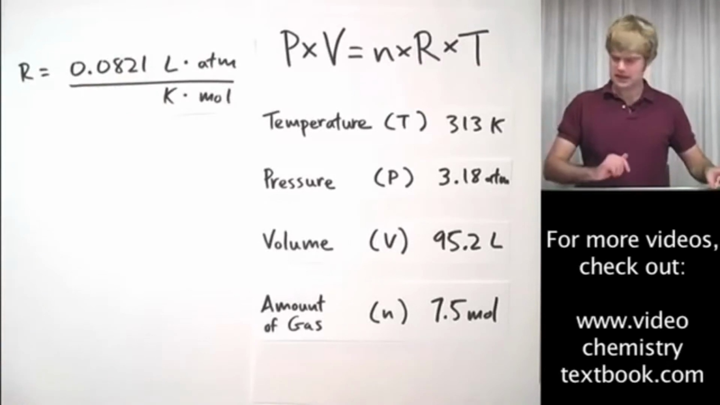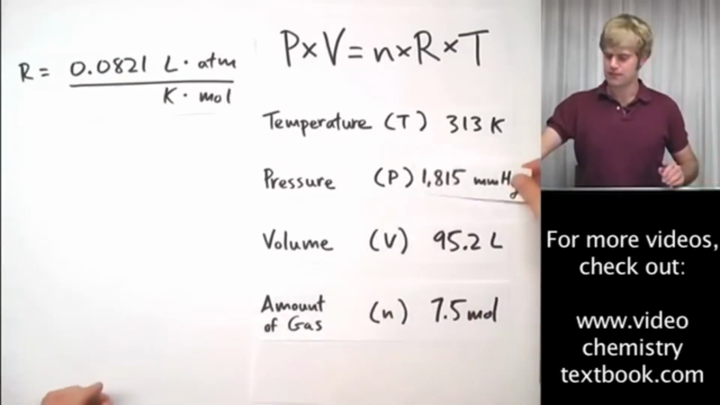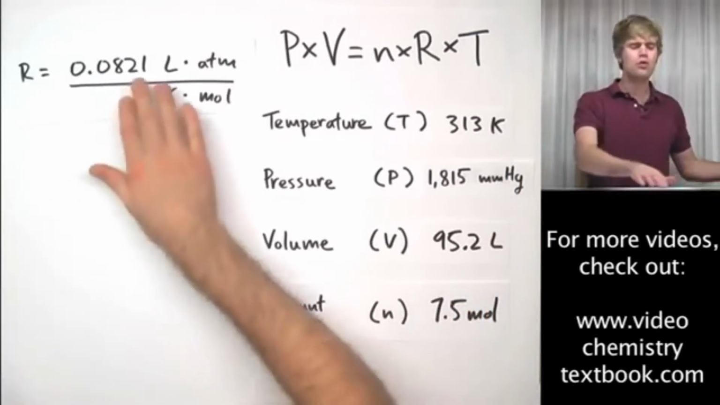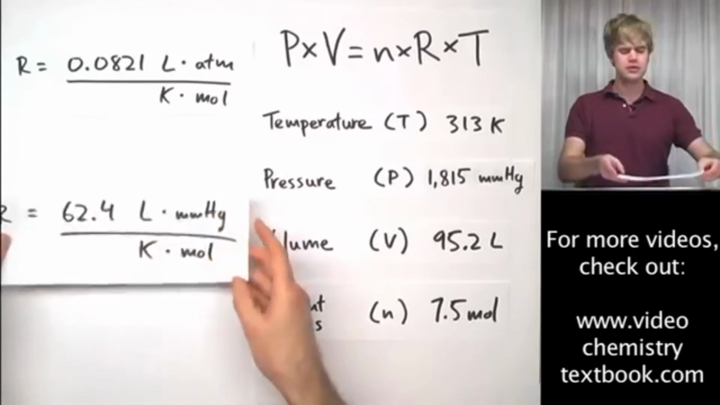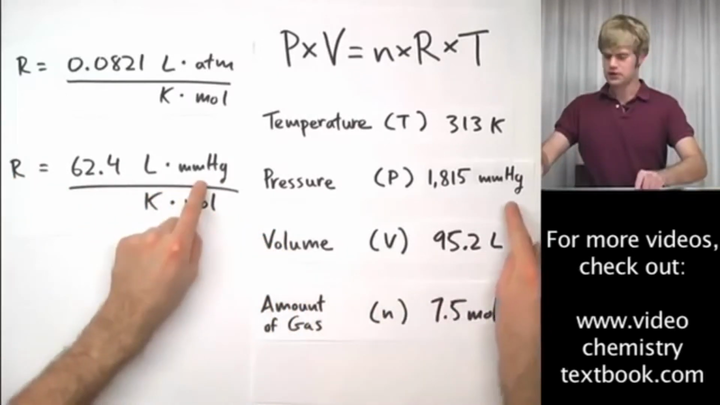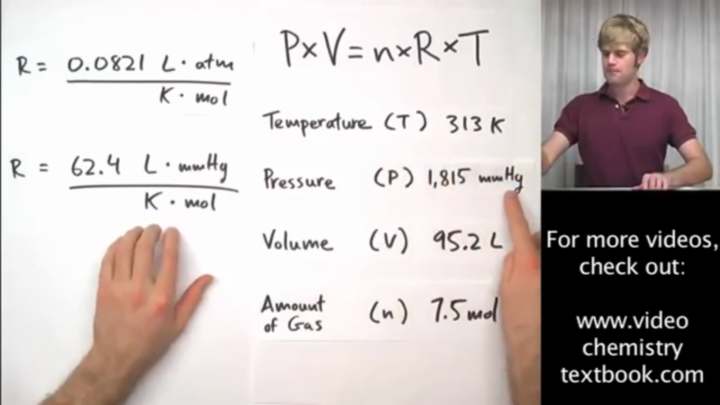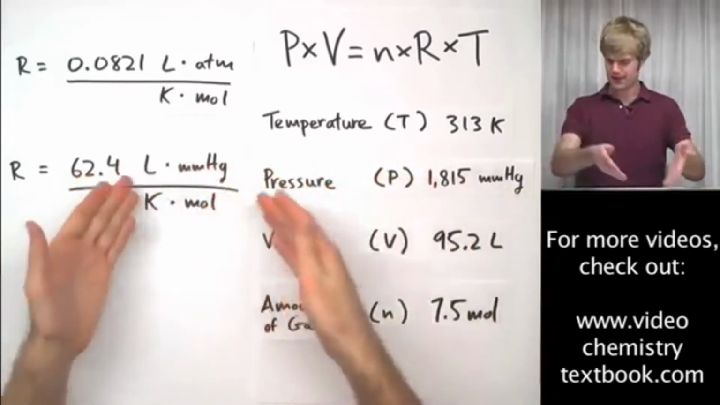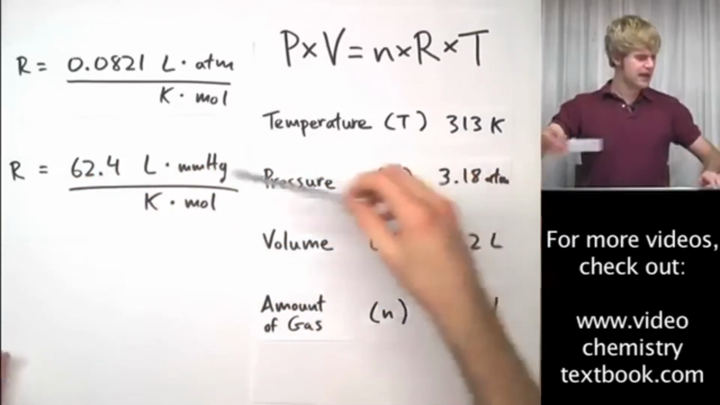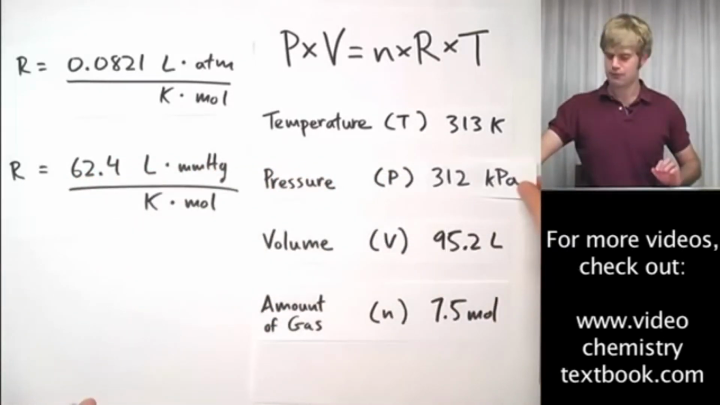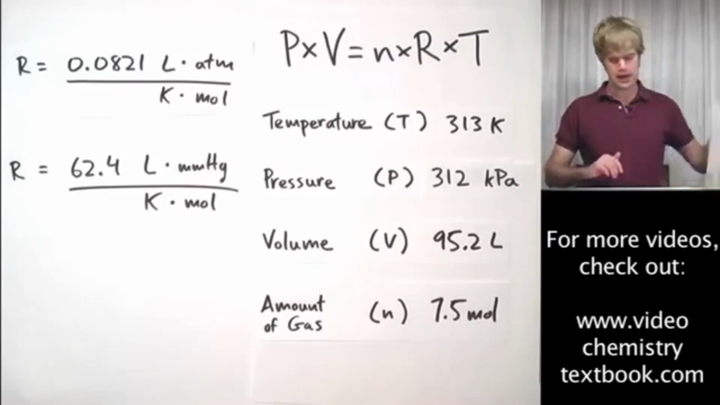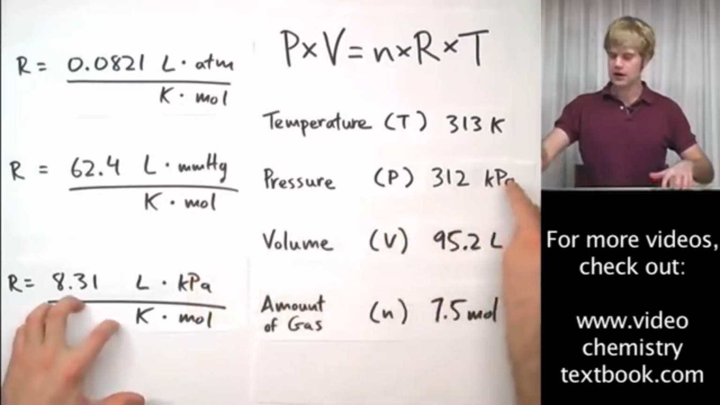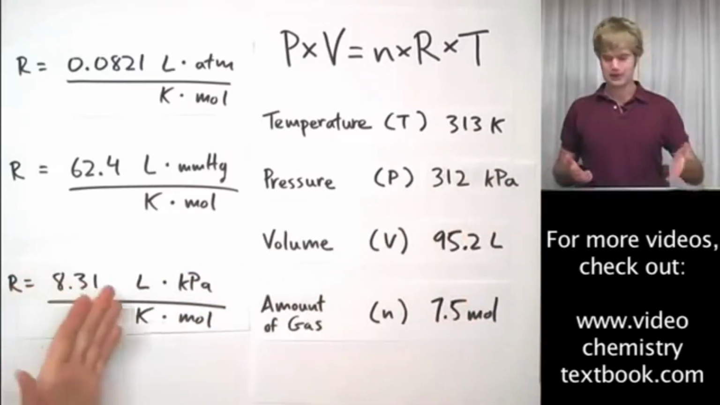For example, let's say that instead of atm, I was using a pressure that was in millimeters of mercury. In this case, I wouldn't want to use this R here. I'd want to use this R here so that the units match: millimeters of mercury here, millimeters of mercury here, and the number's different, 62.4. So again, that's what I'd use here. Let's say that instead of millimeters of mercury, my pressure was given to me in kPa. I would then use this value of R so that the units match. I've got kPa here, and all the others are the same. So 8.31 for that.